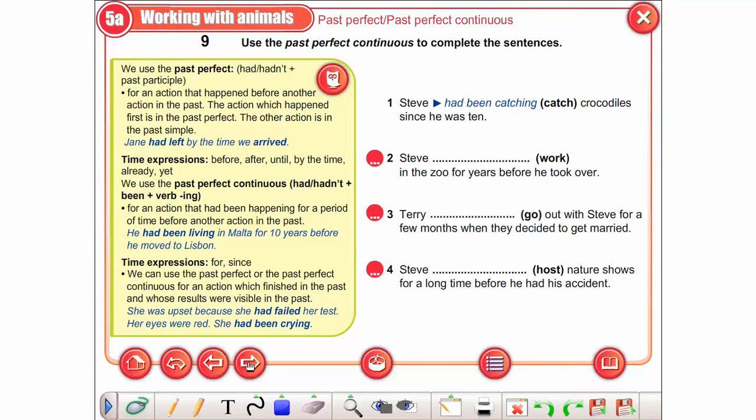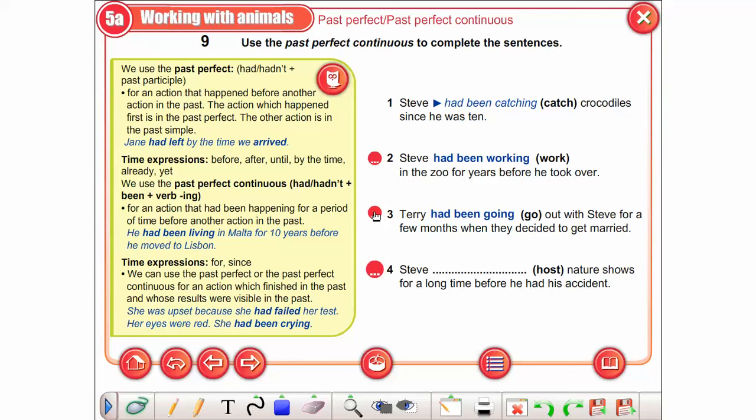Number 2, Steve worked in the zoo for years before he took over. We want to put the verb work into past perfect continuous. So the answer is: Steve had been working in the zoo for years before he took over. Number 3, Terry went out with Steve for a few months when they decided to get married. The answer is Terry had been going.